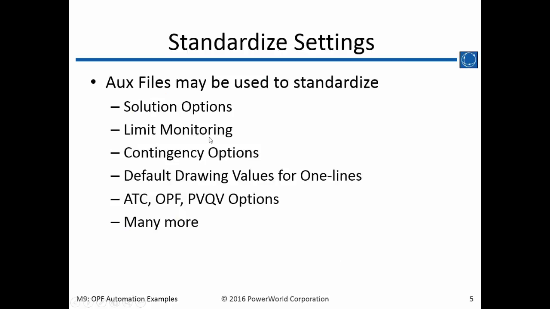Okay, so standardizing settings. Common things that I like to use auxiliary files for are solution options, limit monitoring settings, contingency options, things like that. A lot of times you're using the same settings over and over again, so just loading them from an auxiliary file is much easier than opening a menu.